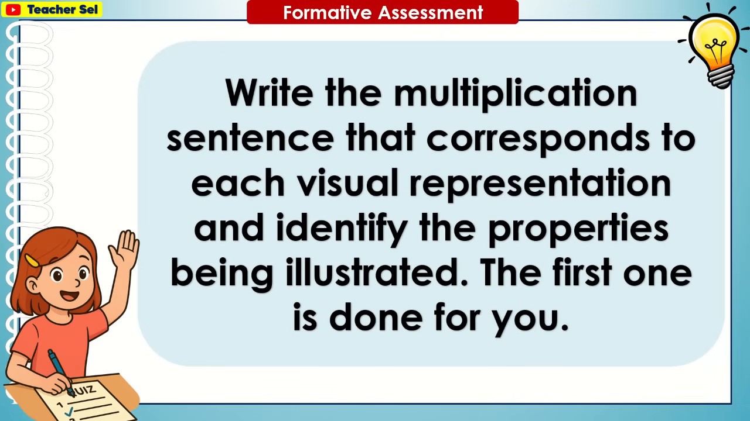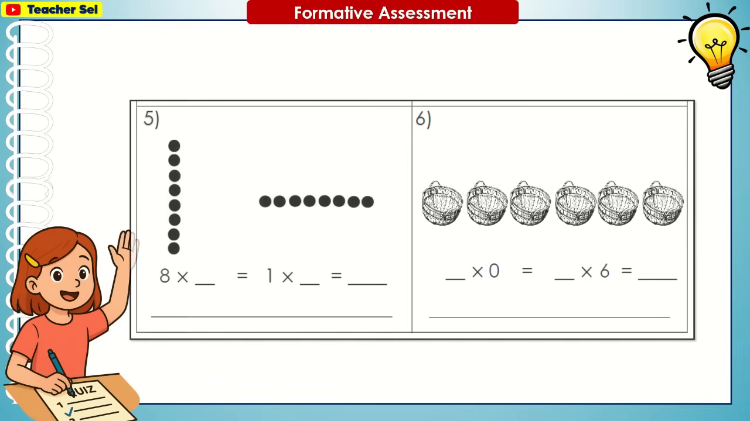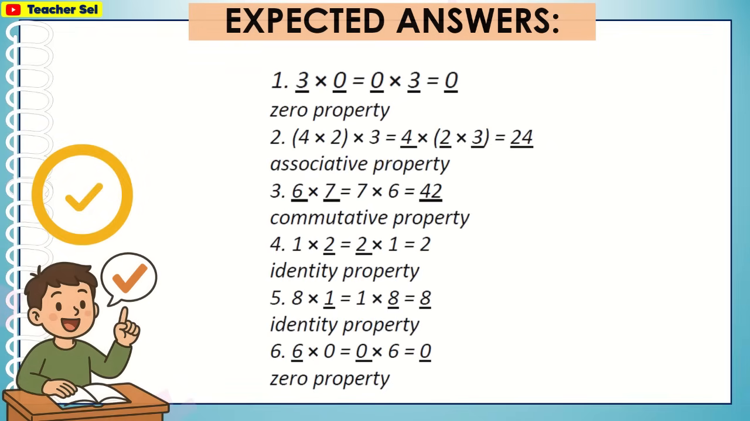Write the multiplication sentence that corresponds to each visual representation and identify the properties being illustrated. The first one is done for you. For number 5 and 6. Here are the expected answers.